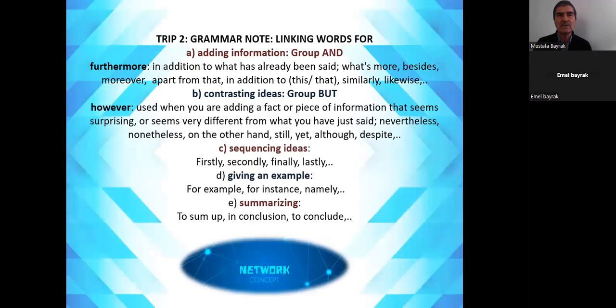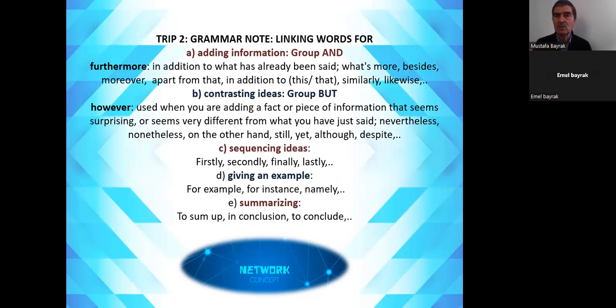For example, linking words for adding information. There is the group of "and" conjunctions, for example, furthermore, in addition to, what's more, besides, moreover, apart from that. Similarly, likewise, in addition to that, to connect similar ideas.